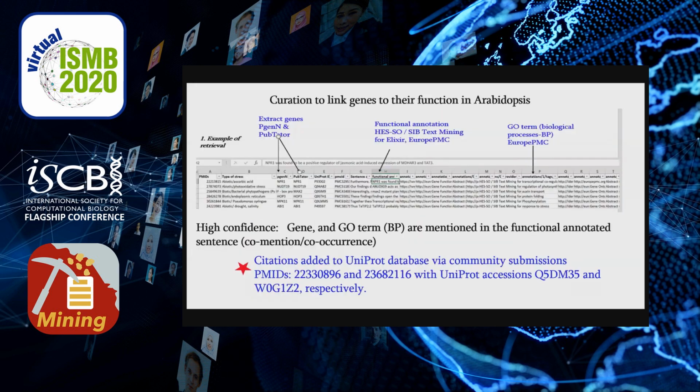On this slide, we show a section of the data that we have curated over the time period. Here, we wanted to bring out some terms that researchers could review for their purposes. In addition, we have been able to submit new citations from the curated data to the UniProt database. Interestingly, we were able to classify some of the data collected as high confidence. This is when you have a gene mention, functional annotation, and GO term identified in the same sentence.